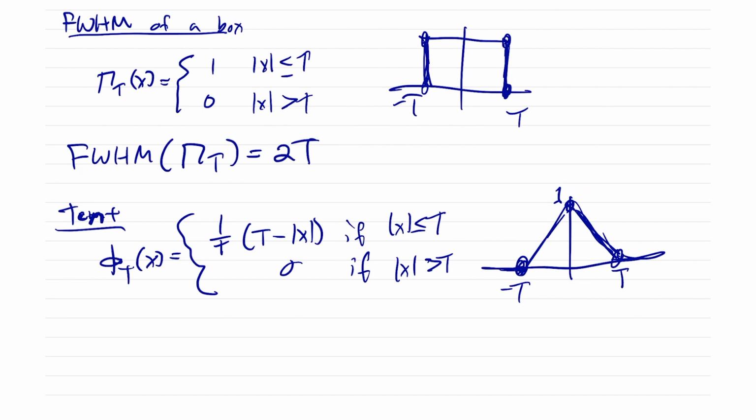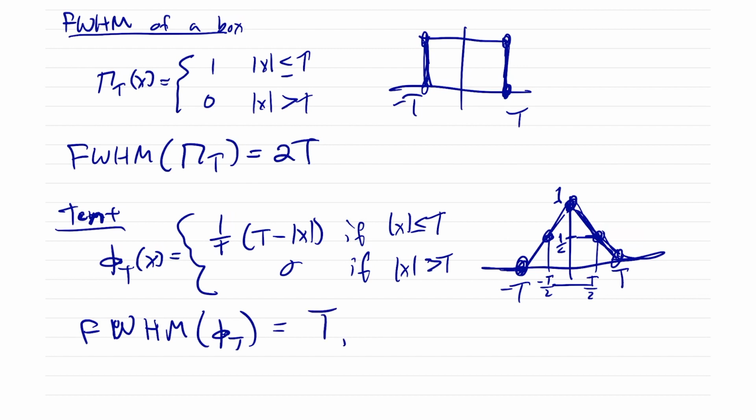And again, we see that 1 is our maximum value, and so 1/2 is half the maximum value. This is going to be at t over 2 and minus t over 2, and so this distance here is going to be t. So the full width half maximum of phi of t is just t, the difference between t over 2 and negative t over 2.